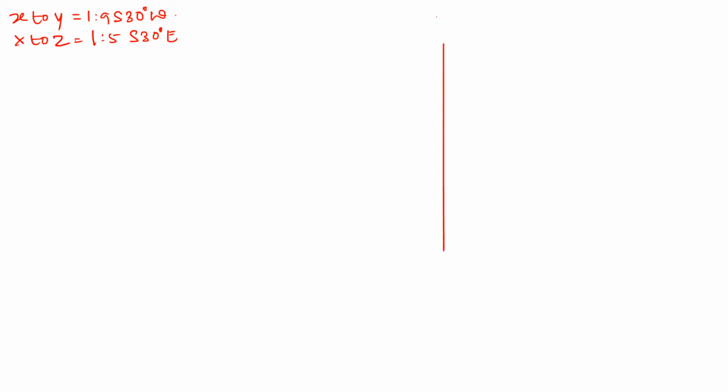Okay, this is my north, south, and this is my east, west line. So I'll name this as north, this is south, this is east, and this is west. Okay, now let us start plotting what we have.